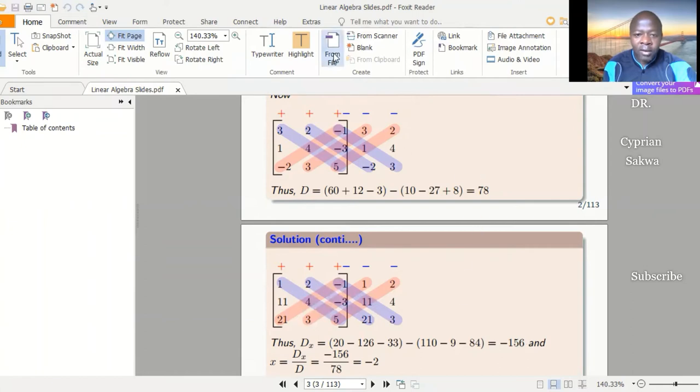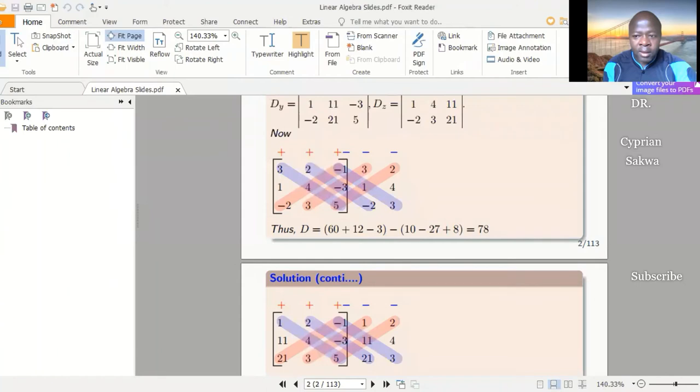And therefore, I had already said that to get x, I'll take dx, because this is my dx, the determinant of this matrix. So that determinant is here, negative 156. I had said that to get x, I'll take dx divided by d. So dx is negative 156 divided by d, which is 78, and that gives me negative 2.